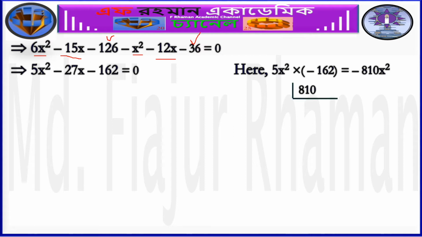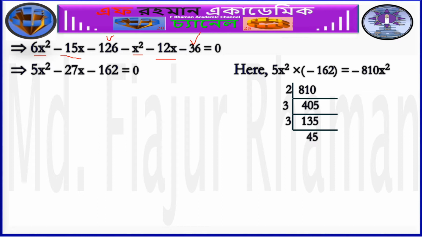810 is an even number, that's why it is always divisible by 2. Dividing it by 2, we get 405. 405 is an odd number, that's why it is not divisible by 2, but it is divisible by 3. That's why dividing 405 by 3, we get 135. It is also an odd number and is divisible by 3. That's why dividing it by 3, we get 45.